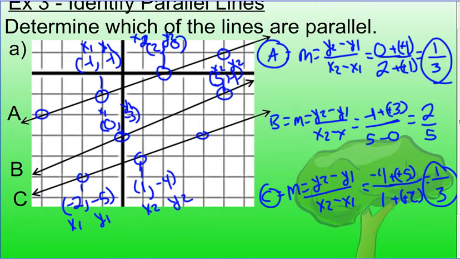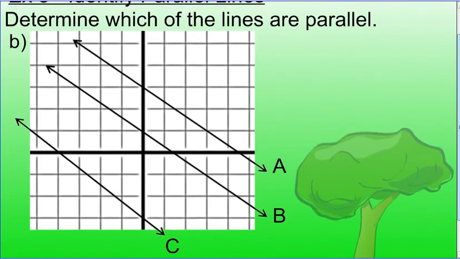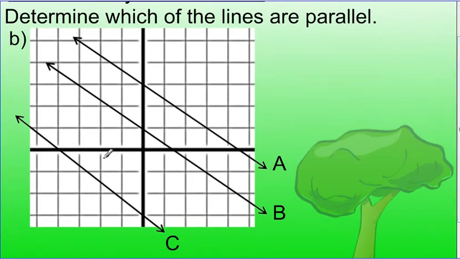Okay? So we did letter A together. I'd like you to try letter B here. So in this problem, pause the video, try this out. Find the slope of these lines. Then say which two are parallel, and when you're ready, hit play, and we'll go through it together.